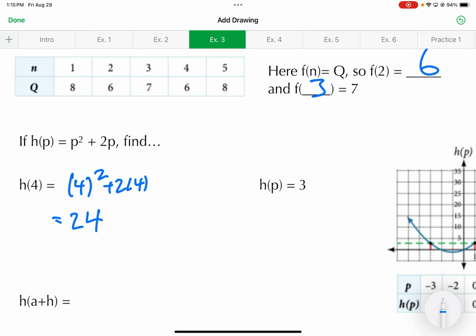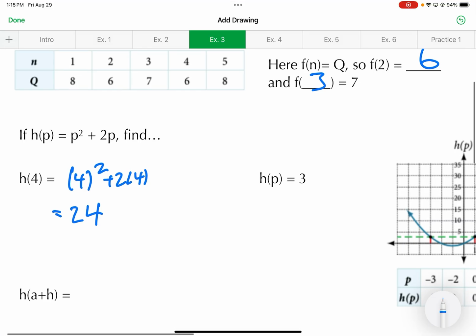All right, now the other one is h of p equals 3. How does that differ from the one we just did? Yeah, so we got to keep the p there. But what are we going to do with the 3? Yeah, we replace h of p, or we set it equal to 3, right? Oh, you were doing the a plus h, weren't you? No worries, we'll get there in a second.